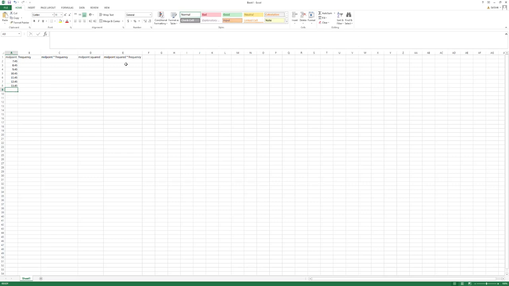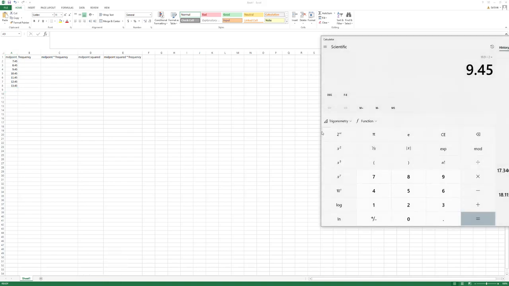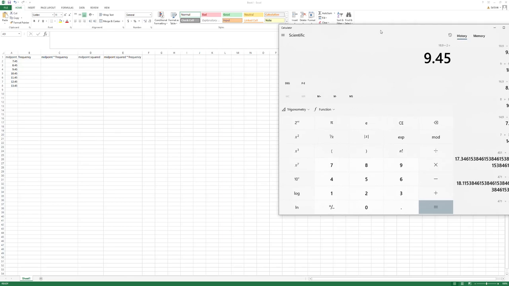There are a couple of things though I like about Excel, like being able to add up a column where I don't have to retype it in a calculator. And it's real easy just to mess up one number, especially when working with this group data.